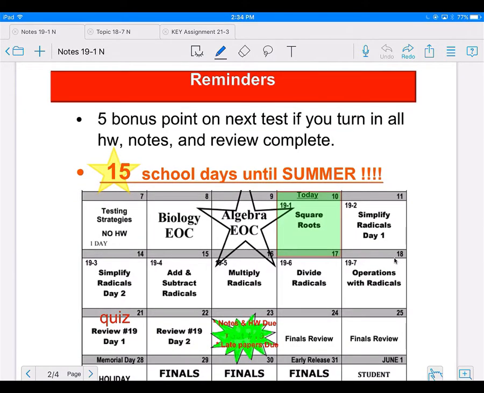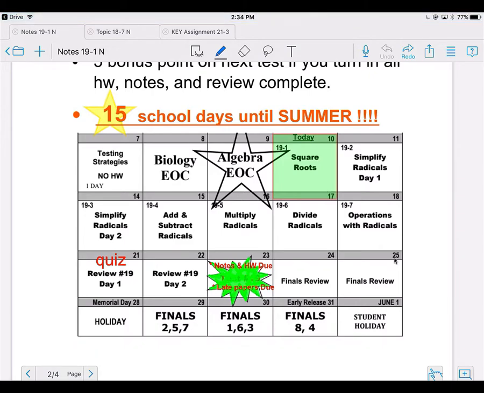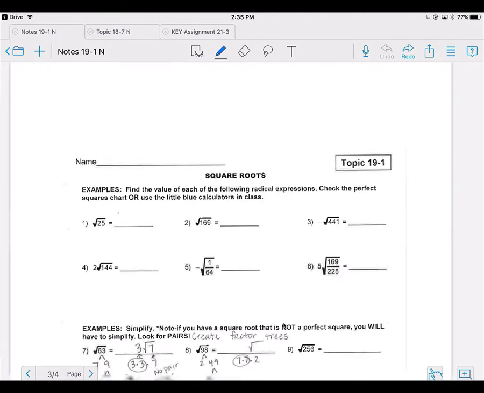A couple of quick reminders: 5 bonus points on test 19. This is on your stamp sheet, but we have 15 school days left until summer. This is our last unit. We just have one last unit left, and then we will take a test, review for finals, and take finals, and we will be done. So make sure you are attentive and paying attention.